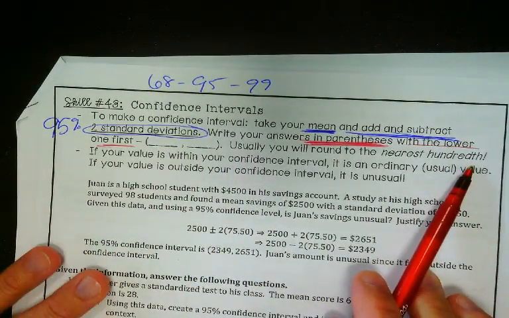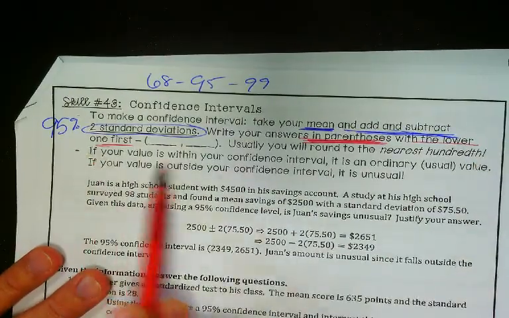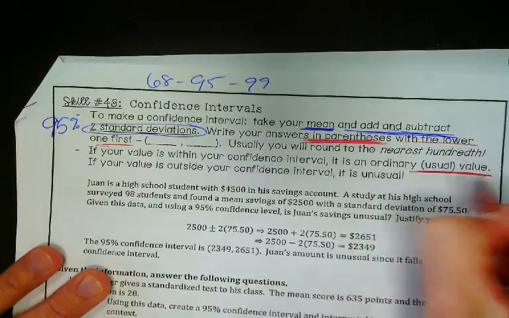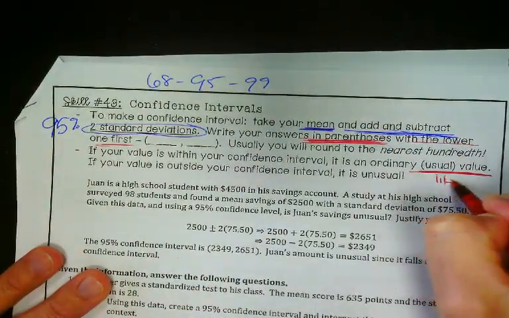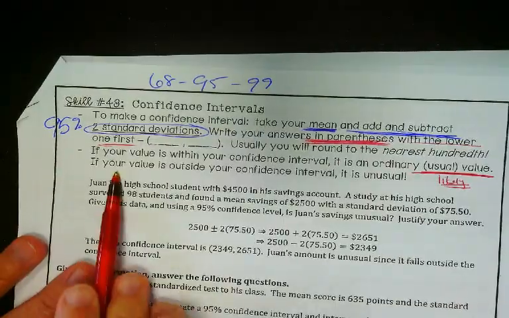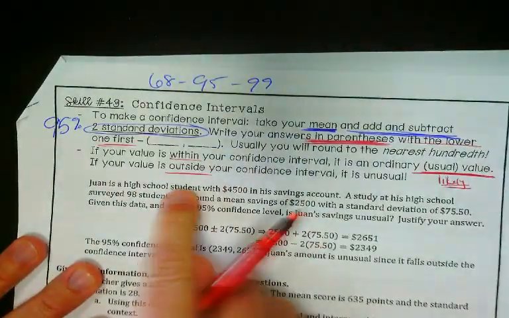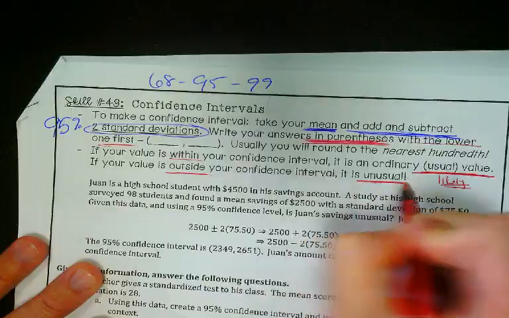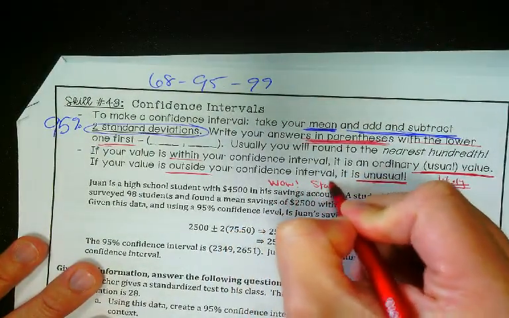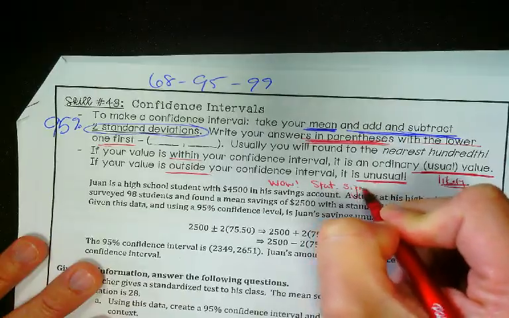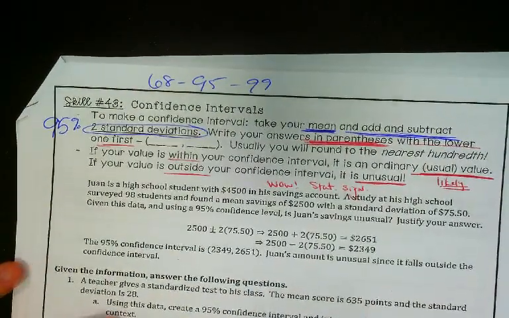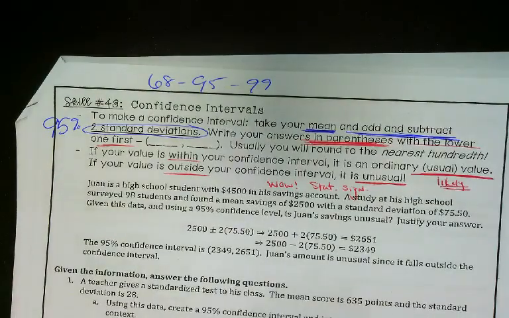Again, read carefully. If your value is within the confidence interval, it is usual. It is likely to happen, aka boring. If your value is outside the confidence interval, it is unusual. And that's where we say, wow, statistically significant. It's unlikely to happen. There's something forcing it to happen. It's very unlikely to happen.